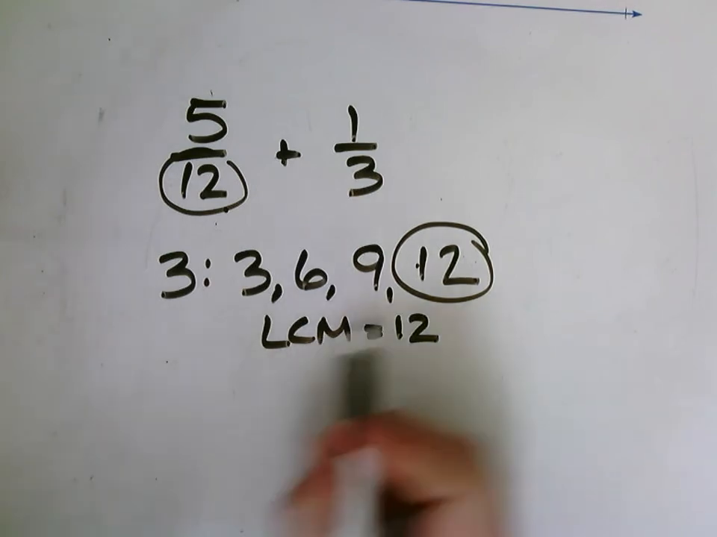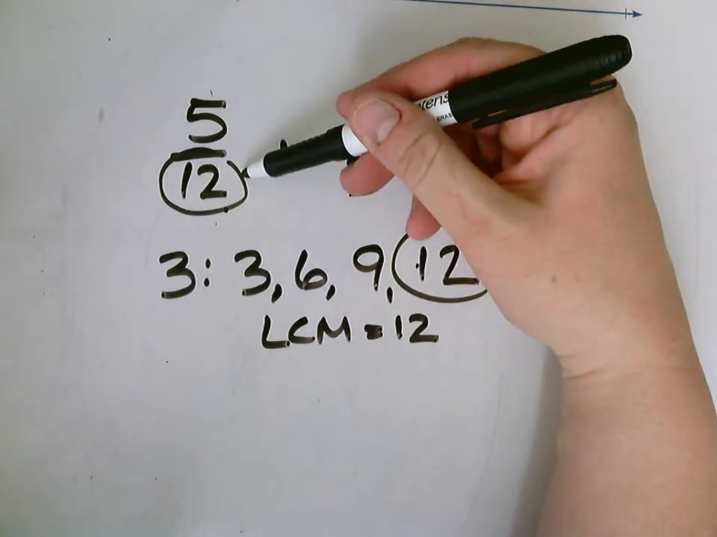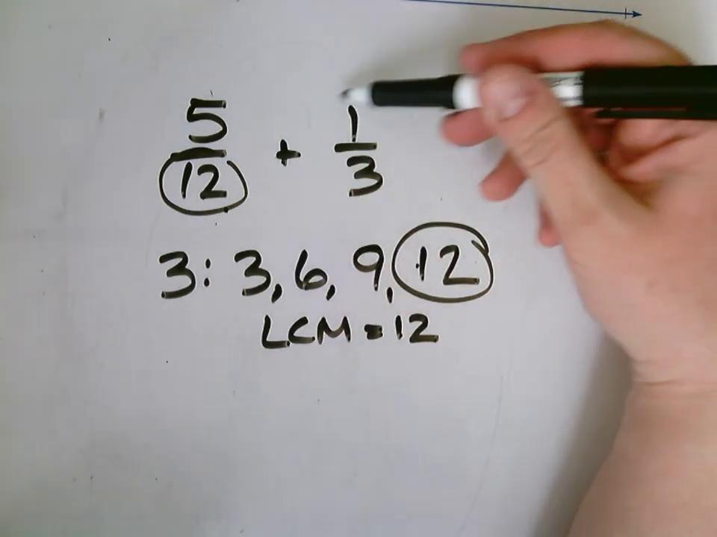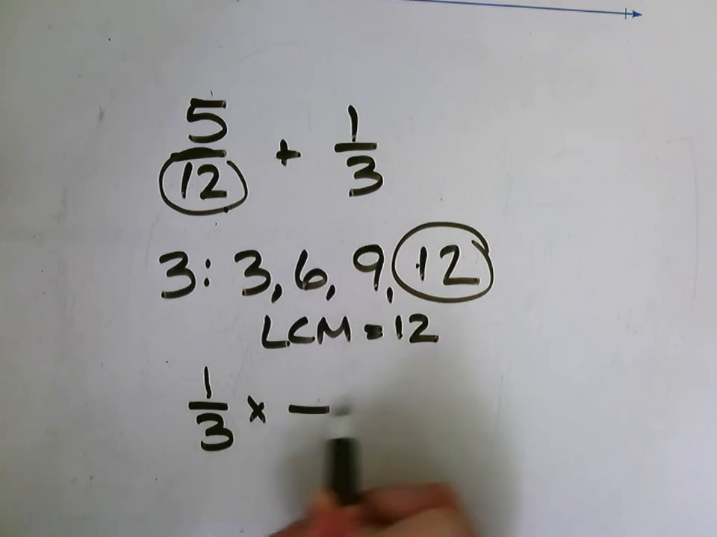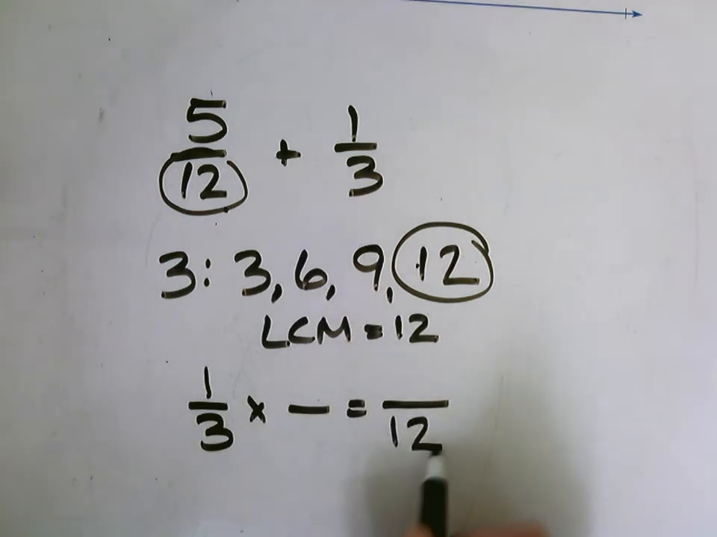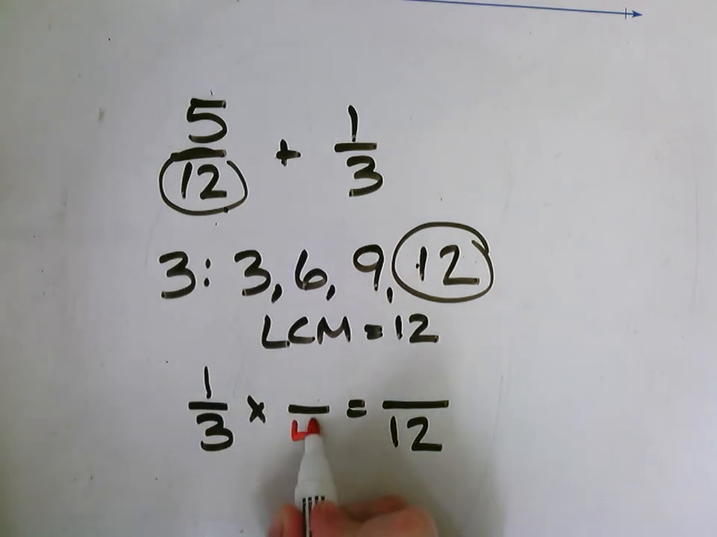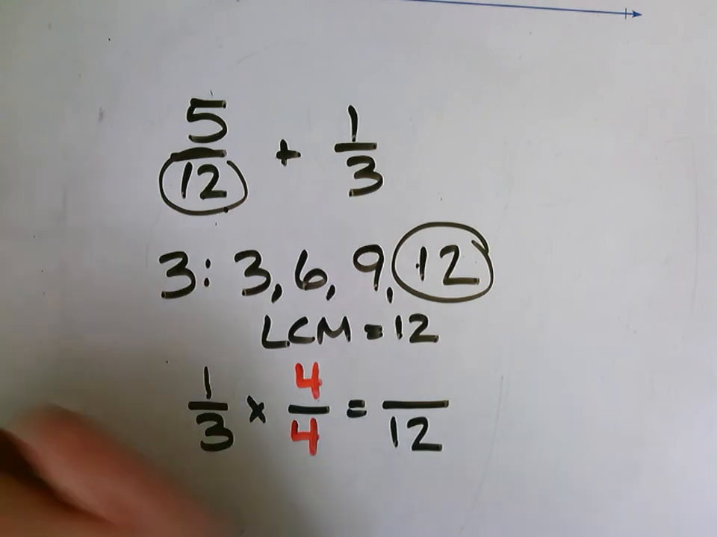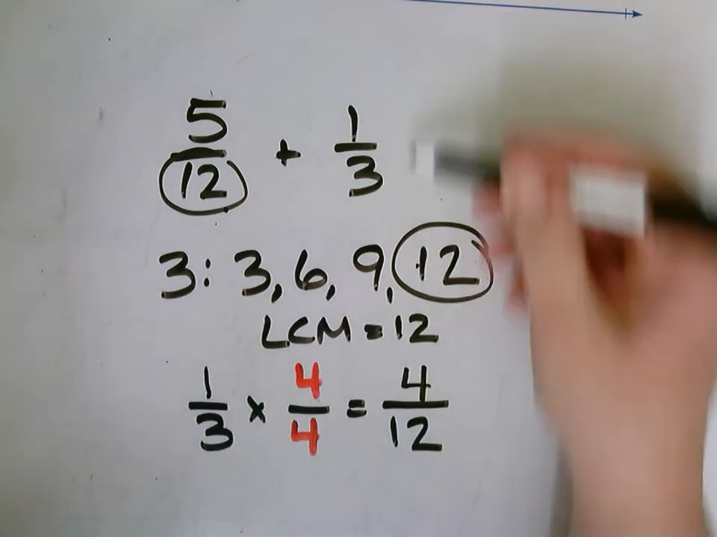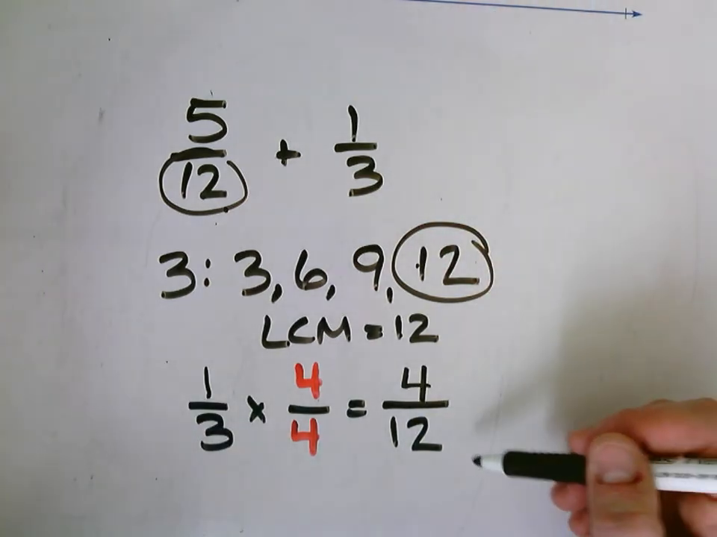All right, so 5/12 is already written in twelfths, so I'm going to change 1/3. Let's change 1/3 times something, making an equivalent fraction with 12 as the denominator. 3 times 4 is 12. 1 times 4 is 4. So 1/3 is equal to 4/12.